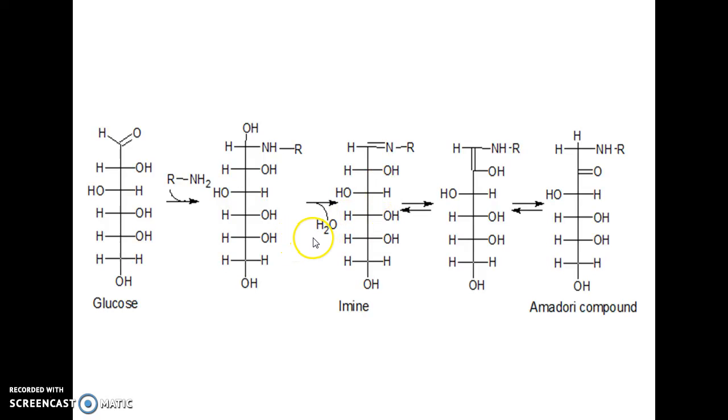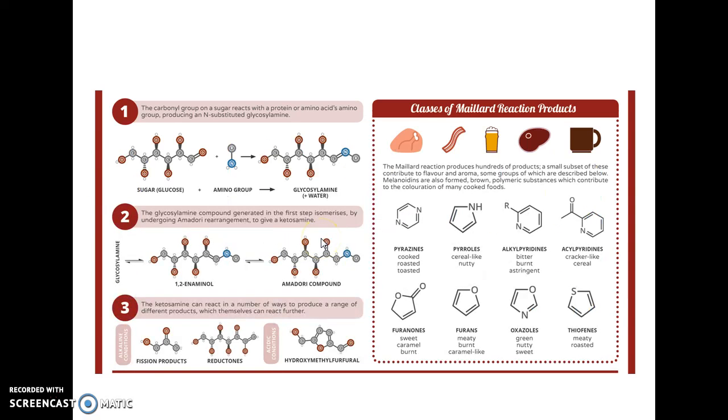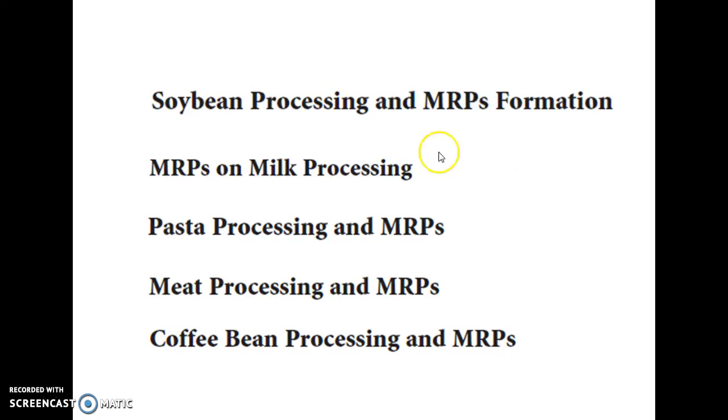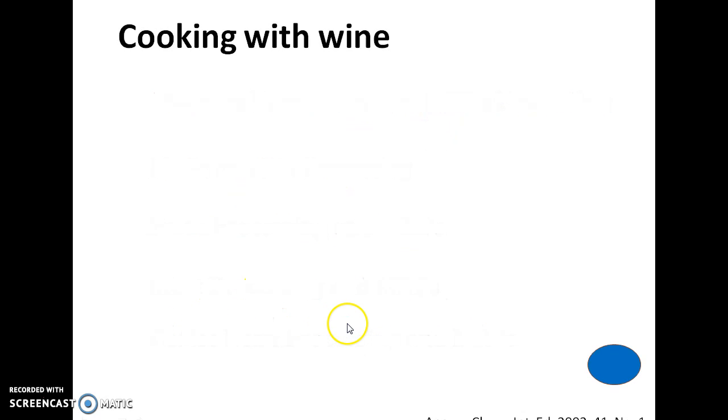This way again they explain the Amadori compound. Then lots of compounds: pyrazines, pyrroles, furanones, furans. So these are contributing the unique flavors to different food products. Soybean processing and MRPs formation, Maillard reaction products formation, Maillard products and milk processing, pasta processing and Maillard reaction products. So Maillard reaction products are everywhere, even in meat processing and coffee bean processing.